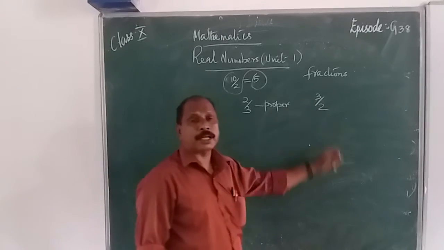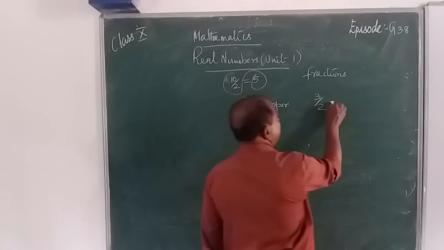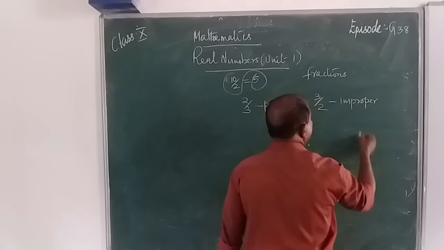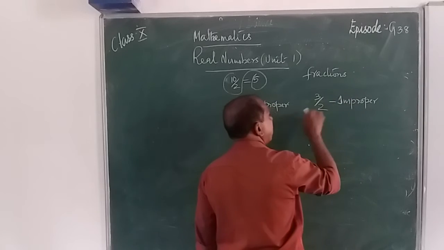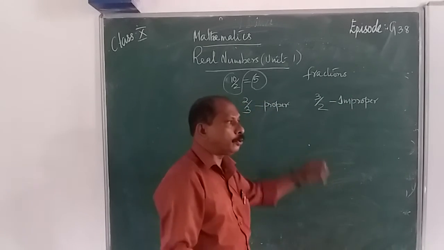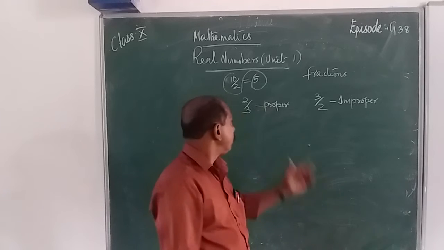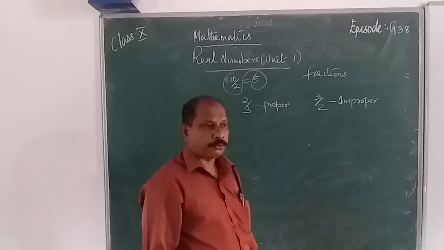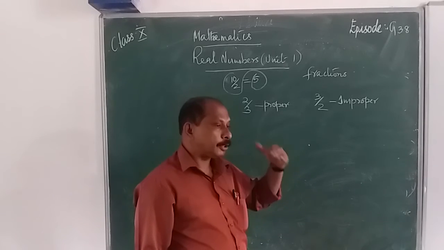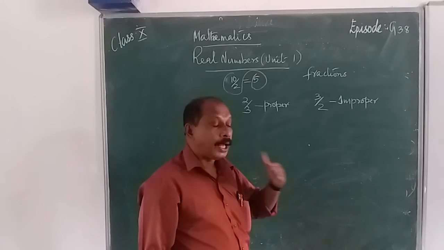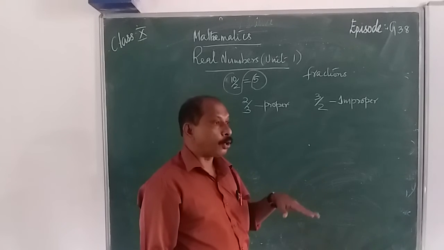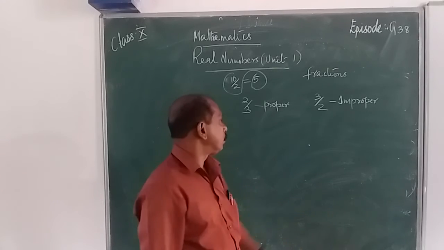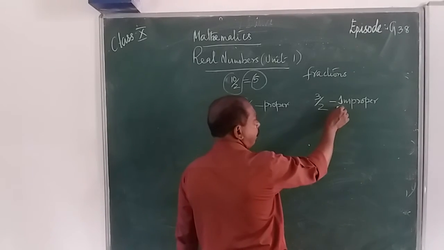But in 3 by 2, the numerator is greater. Therefore, it is an improper fraction. Therefore, the value is greater than 1, that is 1.5. 3 by 2 is 1.5, that is greater than 1. 2 by 3 is 0.67, that is less than 1. Therefore, a fraction is proper if the value is less than 1. If the value is greater than or equal to 1, then it is an improper fraction.